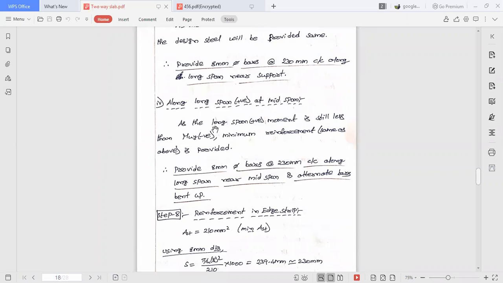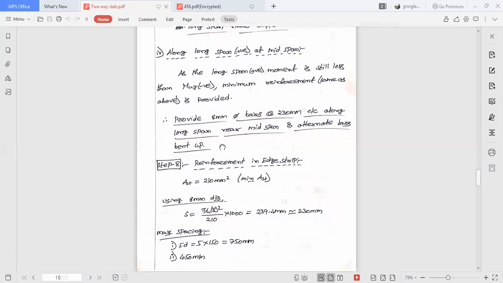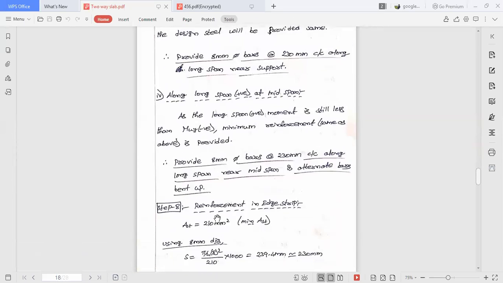Now what we have written here, as the long span positive moment is still less than MUY negative. We provided minimum steel even for MUY negative. When the moment is even lower, what do we have to provide? Minimum reinforcement only, same as the above. So provide the same 8 mm diameter with the same spacing, 230 mm center to center along long span. As it is positive, we have to provide it at mid span. And as mid span steels are always subjected to bending, alternate bars should be bent up. Now this is the tension steel provision.